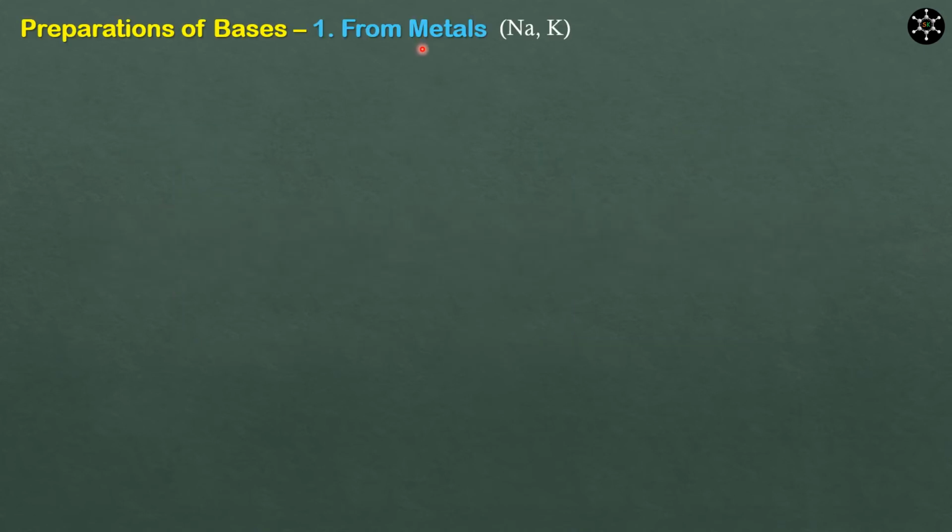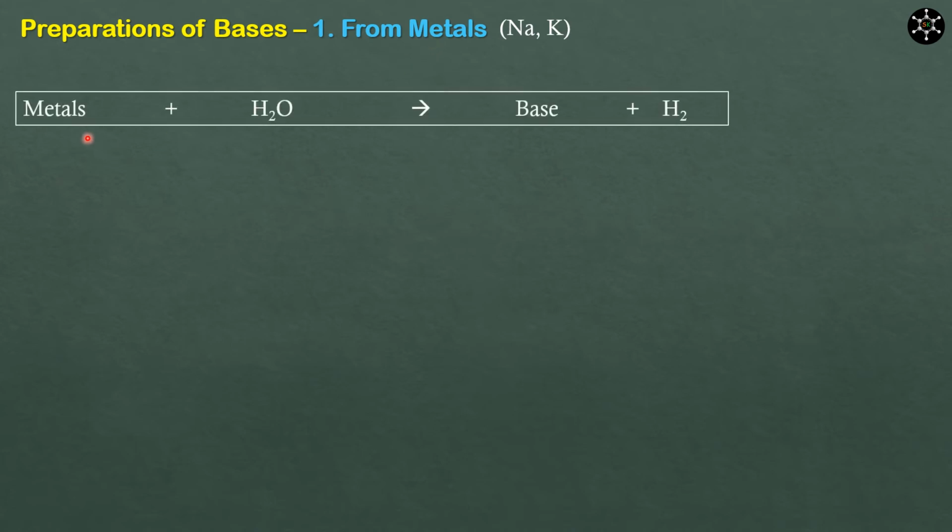Preparation of base from metals. When active metals like sodium and potassium are put into water, it gives us base with the release of hydrogen gas. These reactions are really violent.